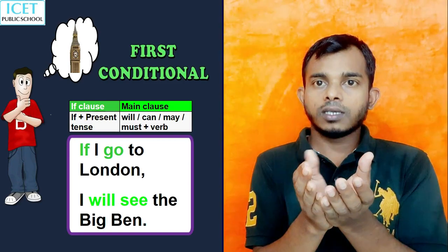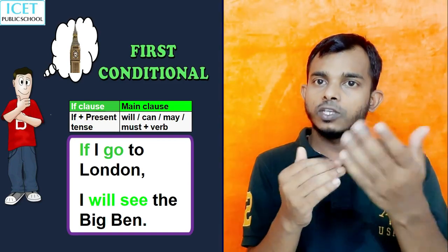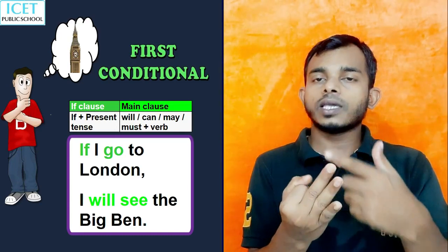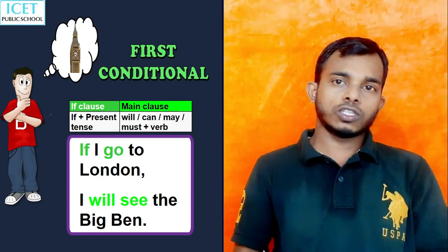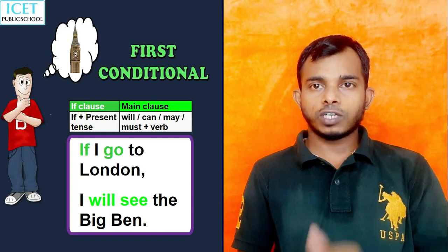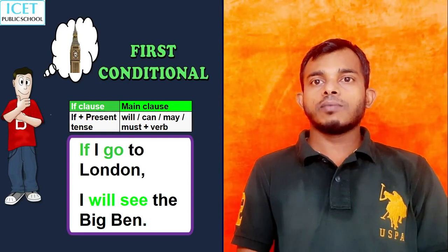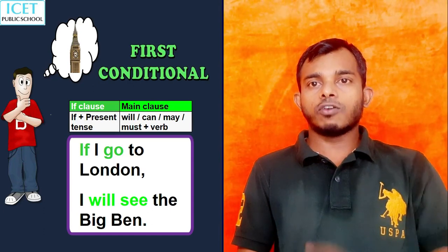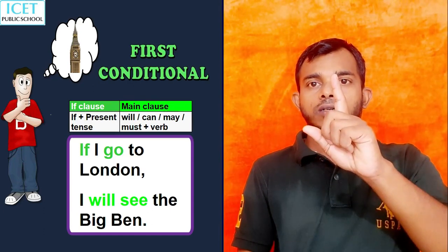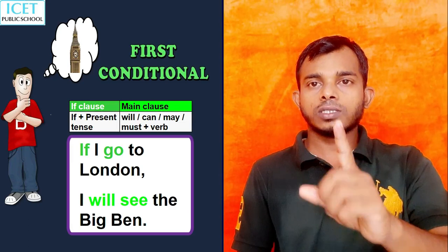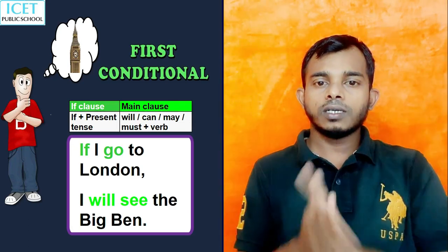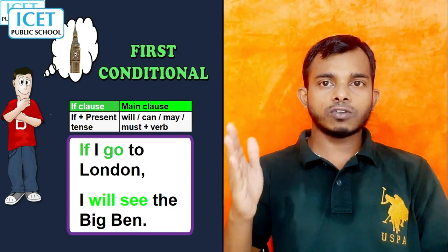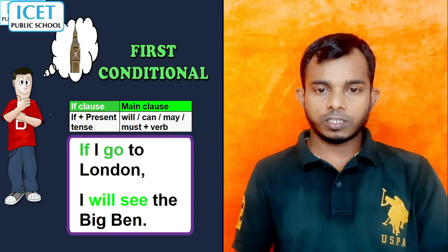We know that instead of will we can use shall, can, may, must. These all are the auxiliaries. Any one you can use according to the sentence meaning. So our condition is that the if clause will be written in present tense and the main clause will be written in future tense.